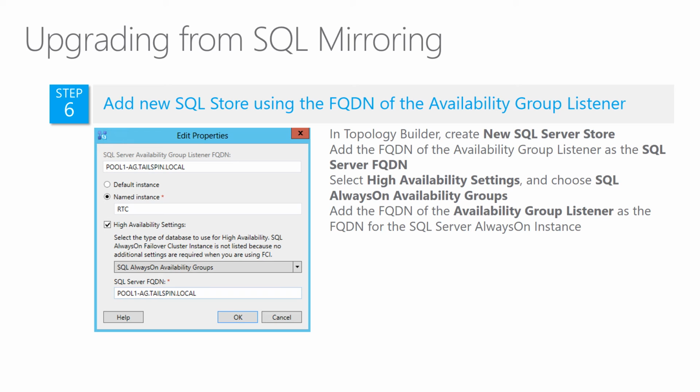Step 6. Add the new SQL store using the FQDN of the availability group listener. In Topology Builder, create the new SQL Server store, add the FQDN of the availability group listener as the SQL Server FQDN, select high availability settings and choose SQL AlwaysOn availability groups. Add the FQDN of the availability group listener as the FQDN for the SQL AlwaysOn instance.